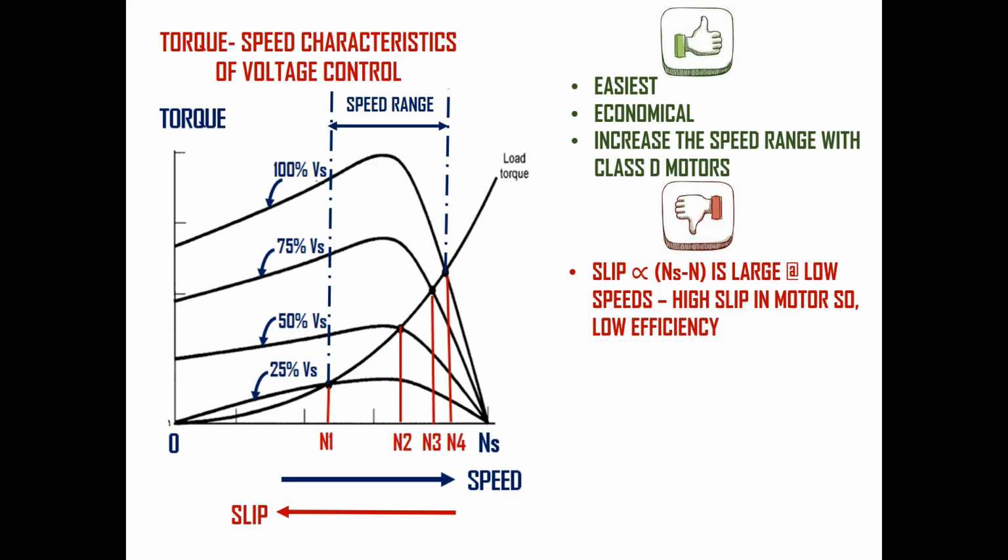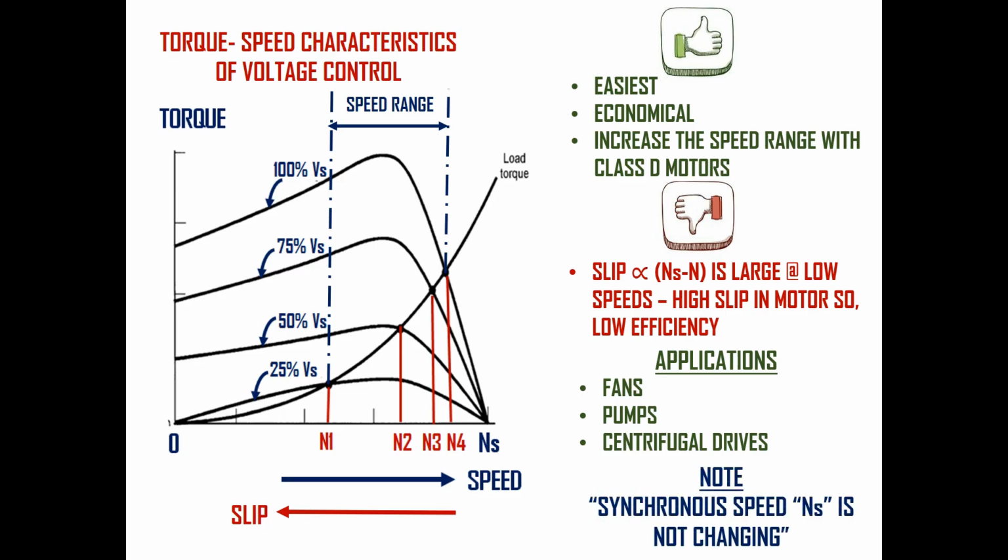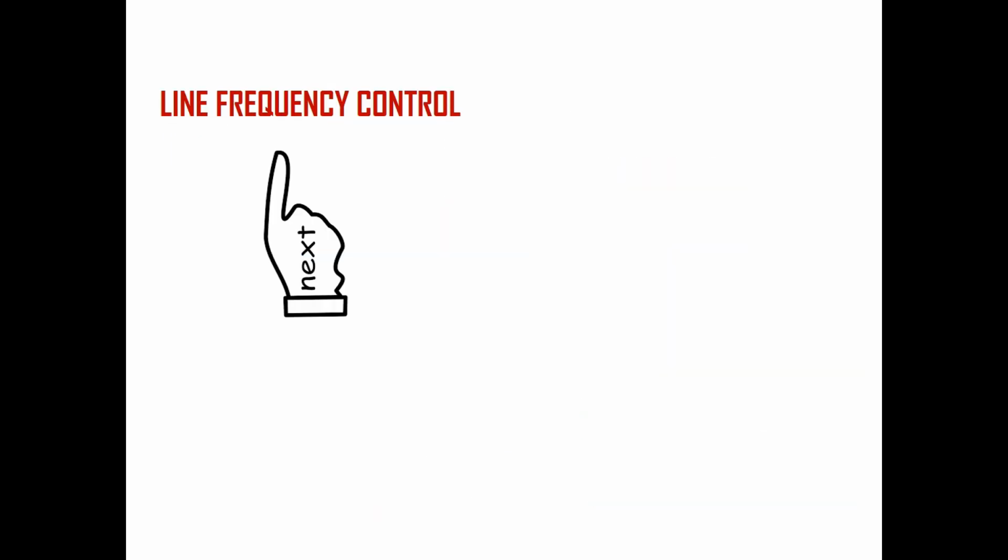So usually this type of control is used where efficiency is not critical, such as fans, pumps and centrifugal drives. Note that here we are not changing the frequency. So synchronous speed ns will never change in the voltage control method. In the next video, we will see the line frequency control where we will change the synchronous speed ns and hence the rotor speed n.